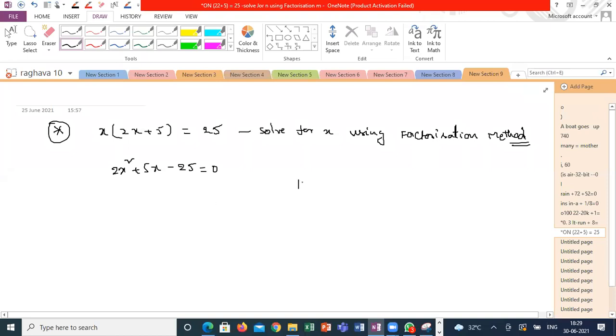Product is minus 50, sum is 5x. What combination will you get? 2x square minus 10x plus 5x minus 25 equal to 0. Minus 10x, 5x or minus 5x? Why minus 10x? Sorry, if I take minus 10x, my sum will be minus 5x. I have to take plus 10x minus 5x.